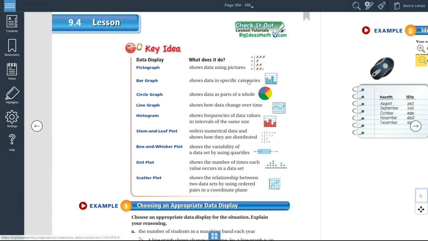Bar graph shows the categories and then how far up they go, so the amount in each of those categories. Notice that they're separate. They're separate from each other. They're not connected right next to each other. A pie graph normally listed with percents of each category.